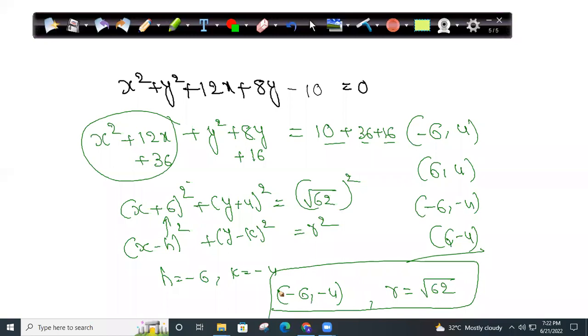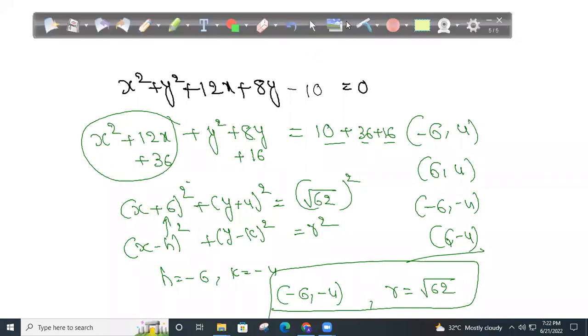Who are struggling, try to see which part you are struggling in, where exactly you are struggling in. Please don't come with these names like iPhone and Geephone here, just come with your names from next class. So center is (-6, -4) and radius is root of 62.